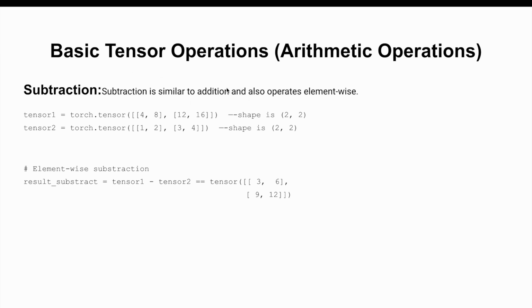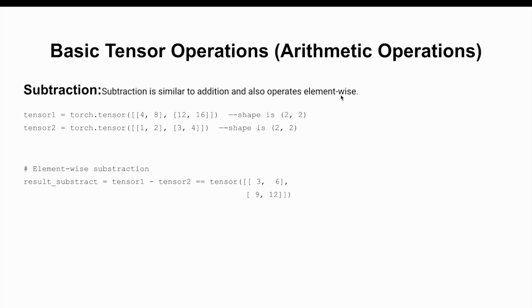Subtraction is pretty much the same way. We subtract like 4 minus 1, we have 3. Then 8 minus 2, we have 6. Then 12 minus 3, we have 9. Then 16 minus 4, we have 12. So subtraction. And again, the shape should be the same.